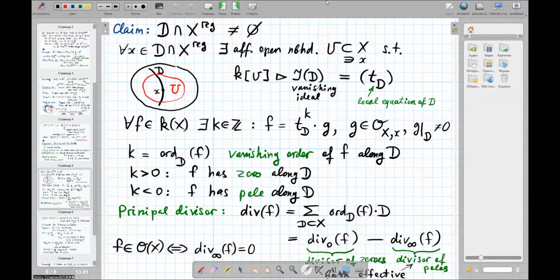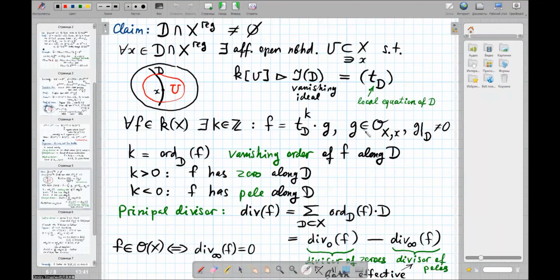Let me first correct a wrong statement which I made at the previous lecture when I defined the vanishing order of a function along a prime divisor. I said that one can factorize this function by taking out the local equation of the divisor to some power, in such a way that the remaining factor, this g, is defined in a neighborhood of the given point x, and I said that g does not vanish at x. So such a factorization doesn't hold, of course.